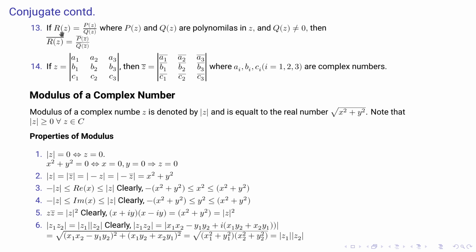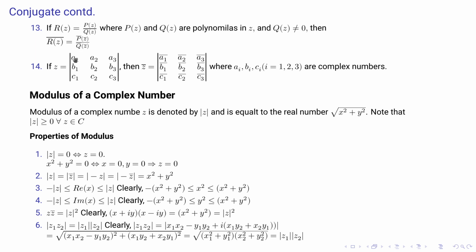Property 13: if r of z is equal to p of z by q of z, where p of z and q of z are polynomials in z and q(z) is not equal to 0, then conjugate of r of z is equal to conjugate of p of conjugate of z by conjugate of q of conjugate of z. So this also you can prove yourself. We'll use these properties when we solve the problems.